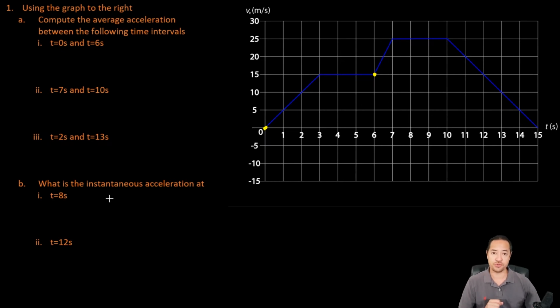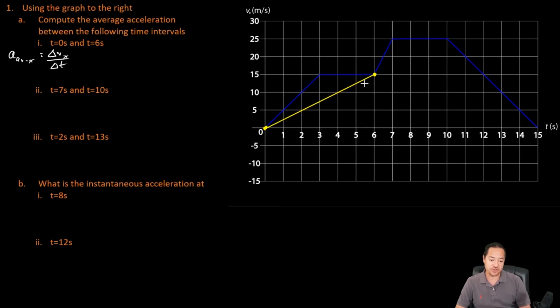Okay, so how do we compute the average acceleration? Remember, this is a velocity versus time graph. Well, there's sort of two ways that we can do this. We can use the equation for the average acceleration, and that's going to be the change in velocity over the change in time. Or we can look at this graph and plot a line between these 2 points and compute the slope of the line.